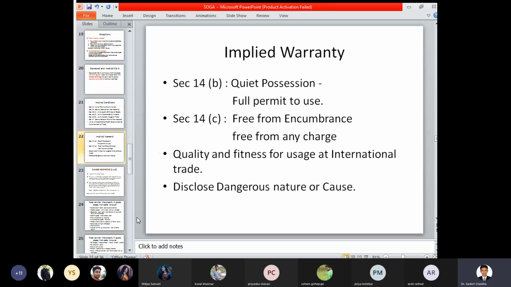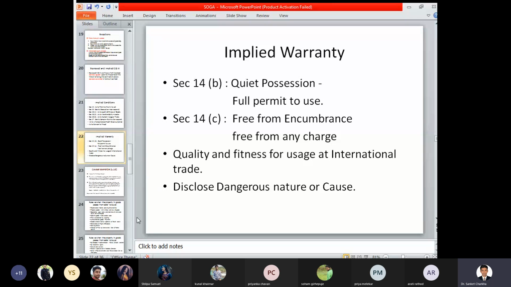And lastly, disclosing the dangerous nature or cause. If there is any dangerous nature or cause with respect to that particular product, that information must be given by the seller to the buyer. For example, if you went to a store and the seller tells you, please consume the sweets within 24 hours, or consume the product within 1 or 2 hours, and there is a hazardous nature to that product, it is the duty of the seller to inform. It is the duty of the manufacturer, the retailer and the wholesaler to print that information on the product.